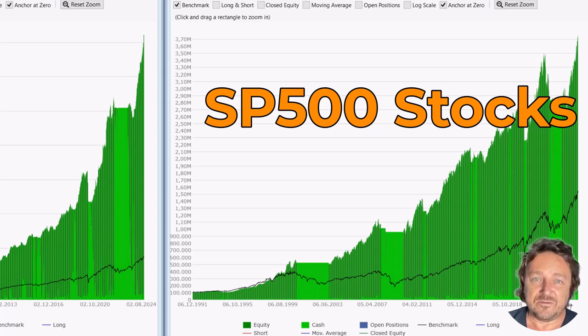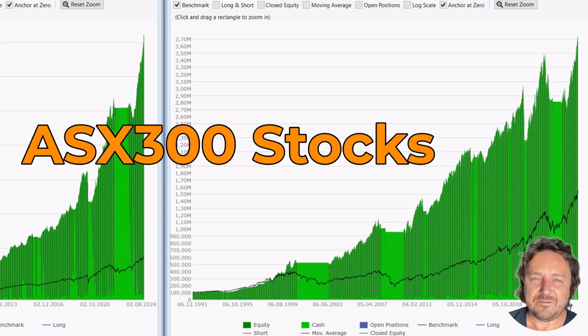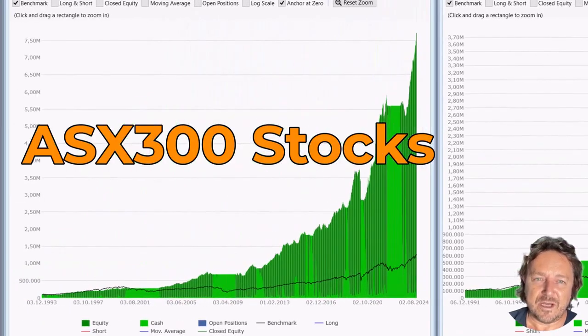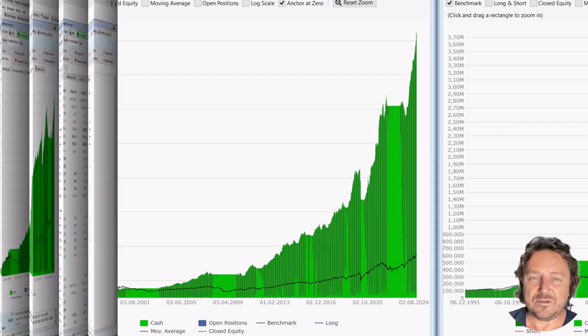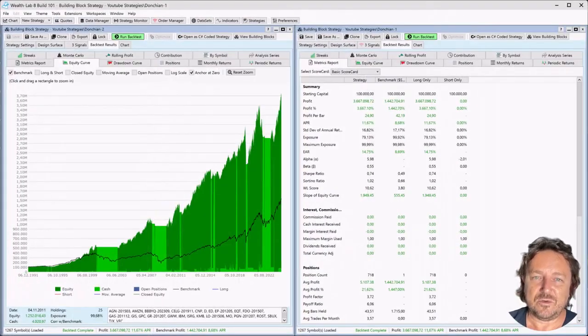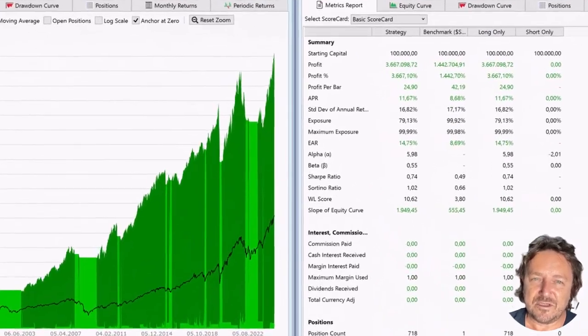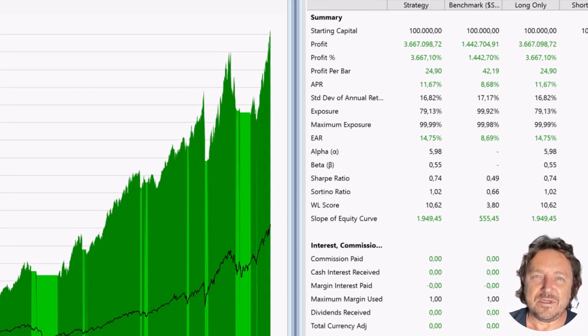Here's the equity curve of the strategy applied to the stocks of the S&P 500. On the left, we see the same equity curve applied to the ASX 300 stocks. Before I show you the exact rules and how to create them with WealthLab, let's look at some metrics of the MD strategy applied to the stocks of the S&P 500.